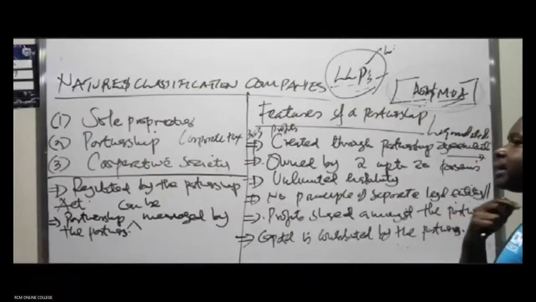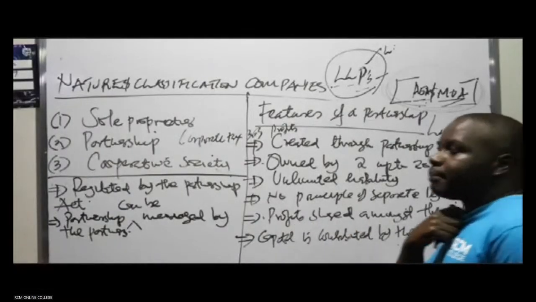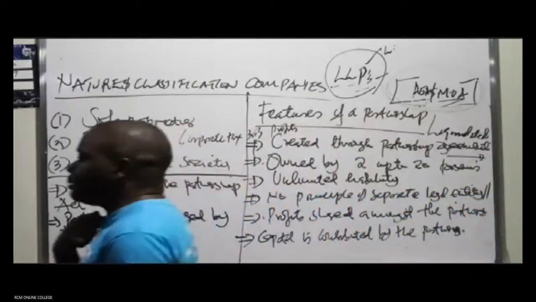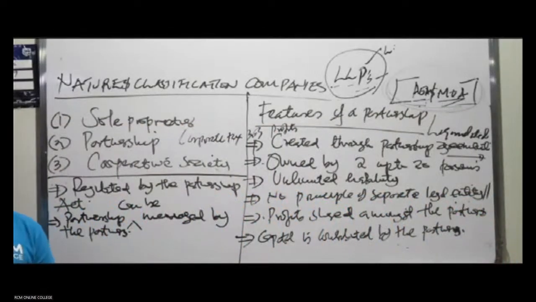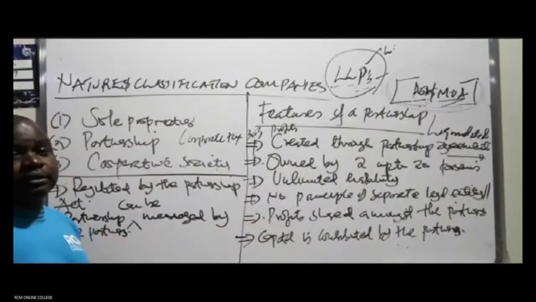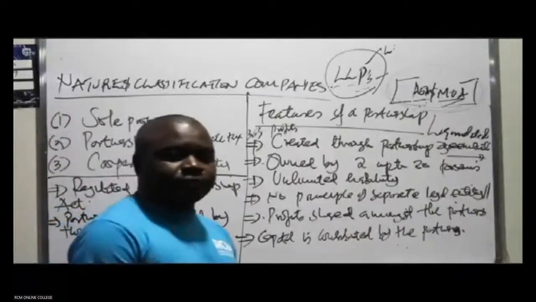distribution amongst the partners. You'll have to distribute amongst the partners. Then once you've distributed it, you can now tax them individually. So you get a difference there.